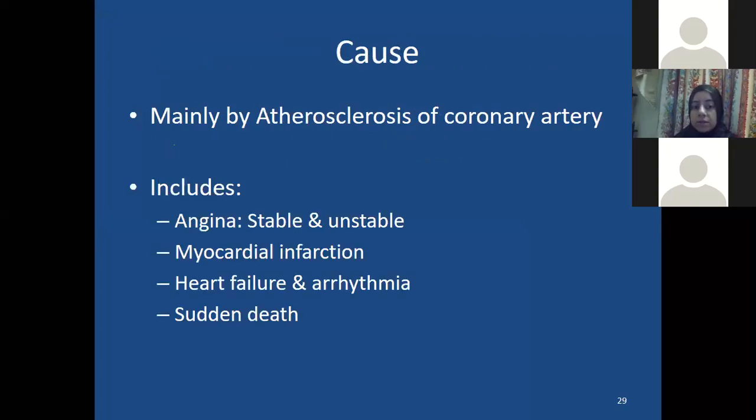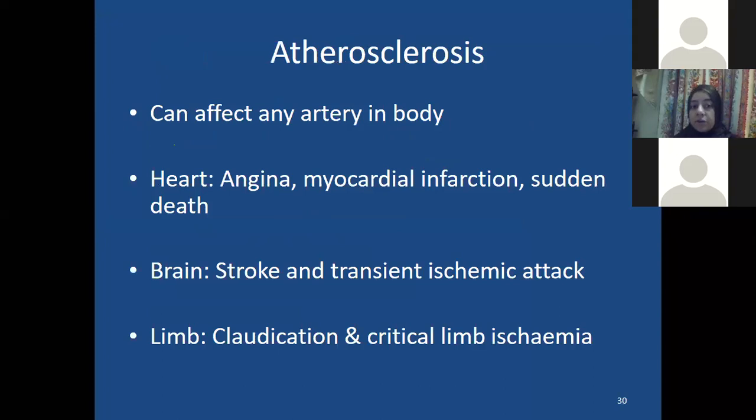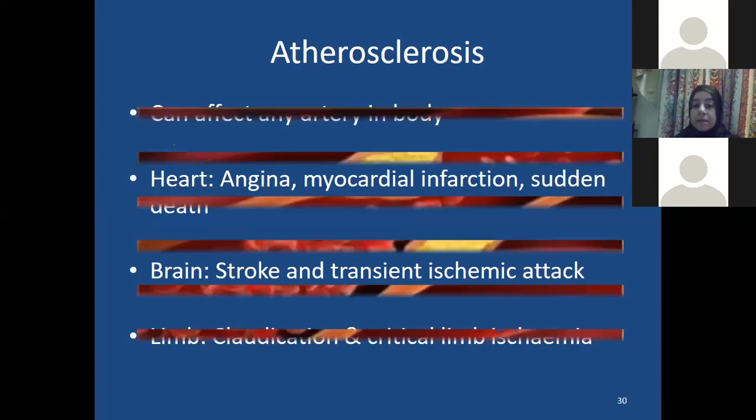So what are the causes? Mainly atherosclerosis of the coronary artery, and the types of ischemic heart disease or the manifestations include angina, which may be stable and unstable, myocardial infarction, heart failure, and arrhythmias. It also may include sudden death. So atherosclerosis can affect any artery in the body. In the heart, the person may experience angina, myocardial infarction, or sudden death. If it affects the brain, it may lead to stroke and transient ischemic attack. And if it involves the limb, it may lead to claudication and critical limb ischemia.